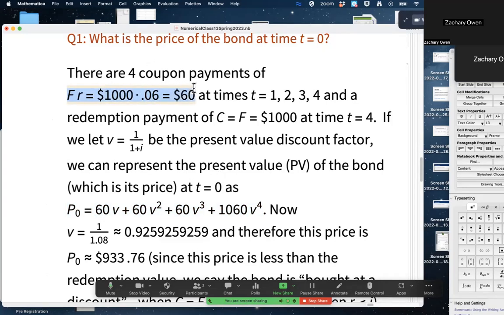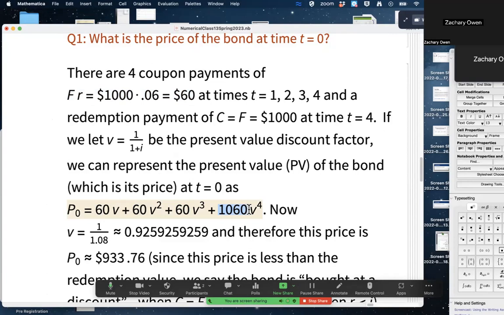F times R is the amount of the coupon. It's the face value or par value, $1,000, times 0.06. 6% is this periodic coupon rate. 1,000 times 6% is 60. So all those payments at time 1, 2, 3, and 4 are 60. So you have a bunch of 60 coefficients here.